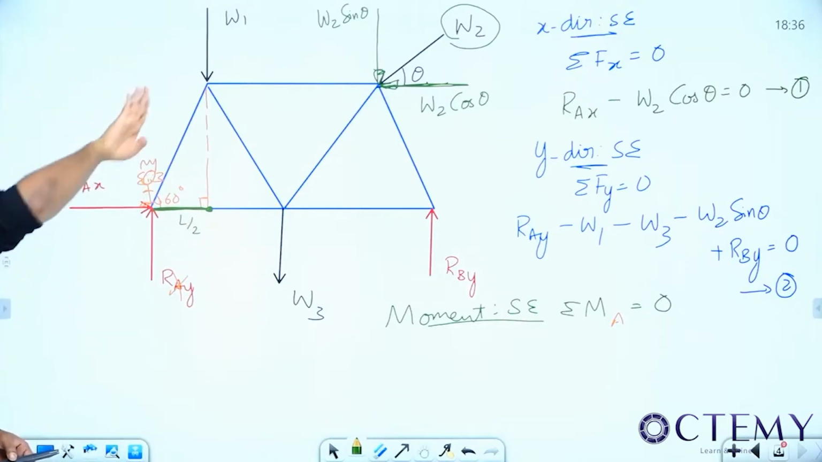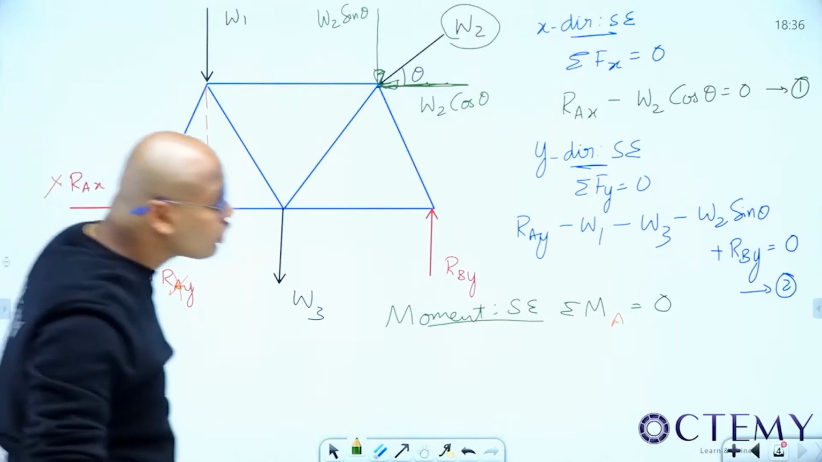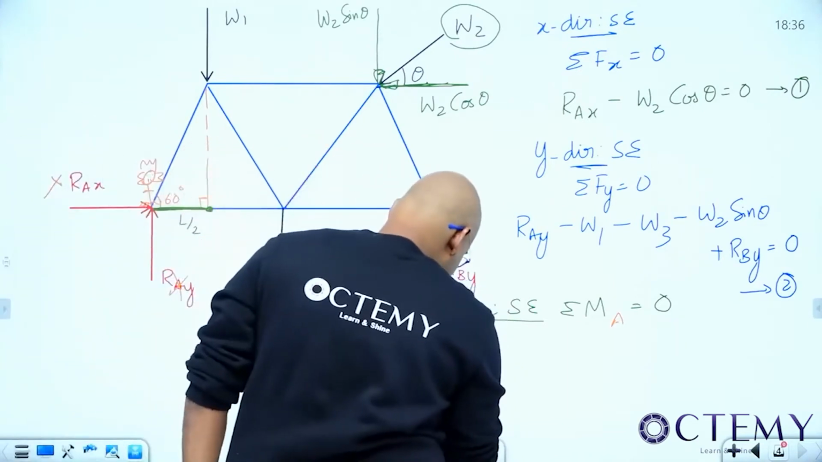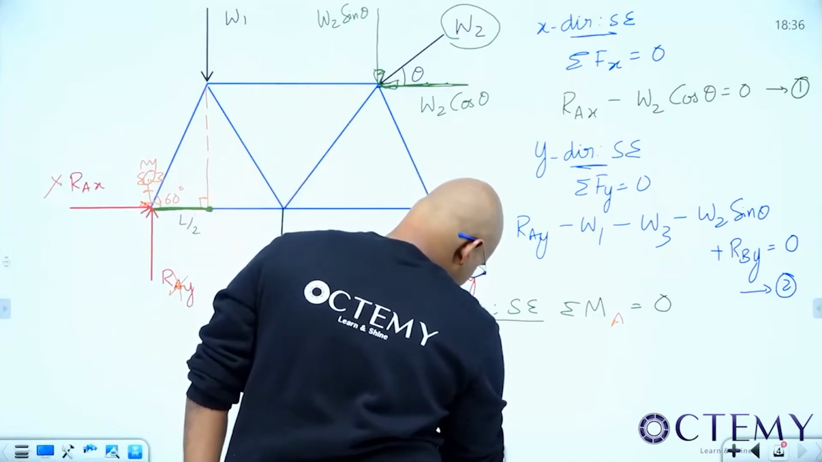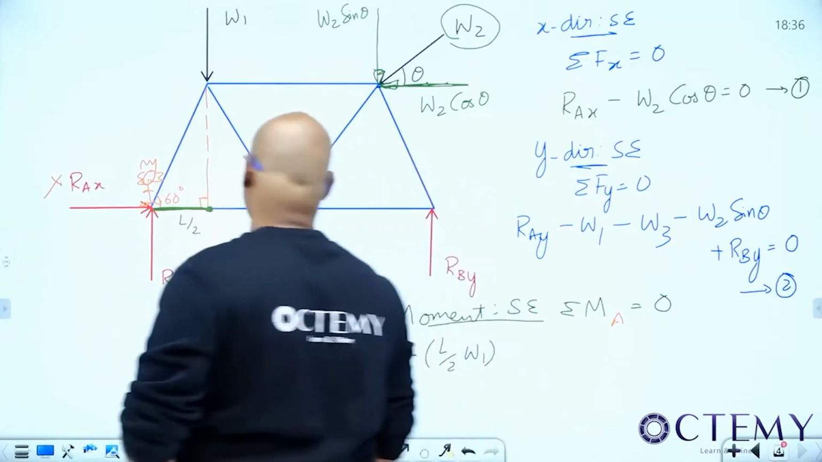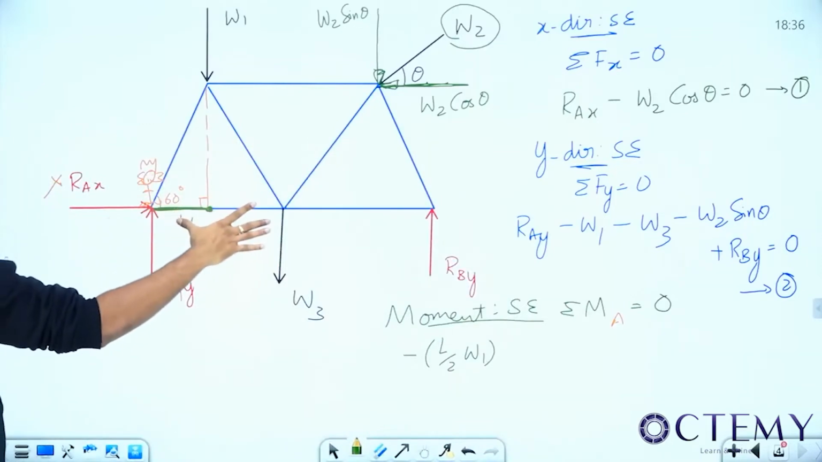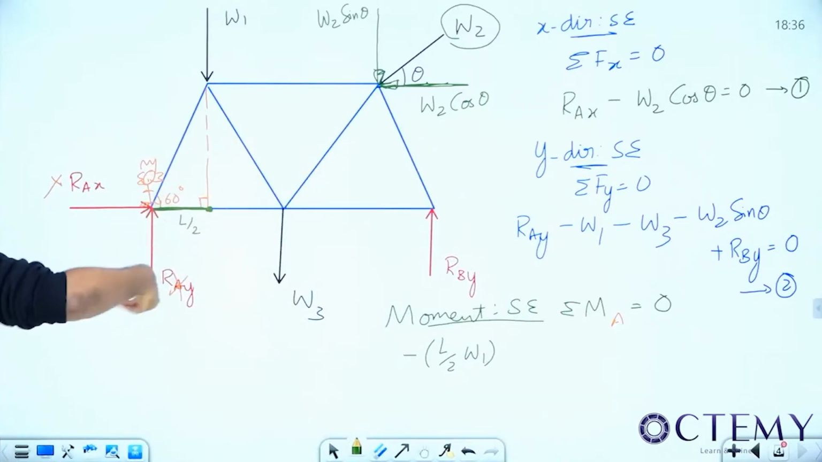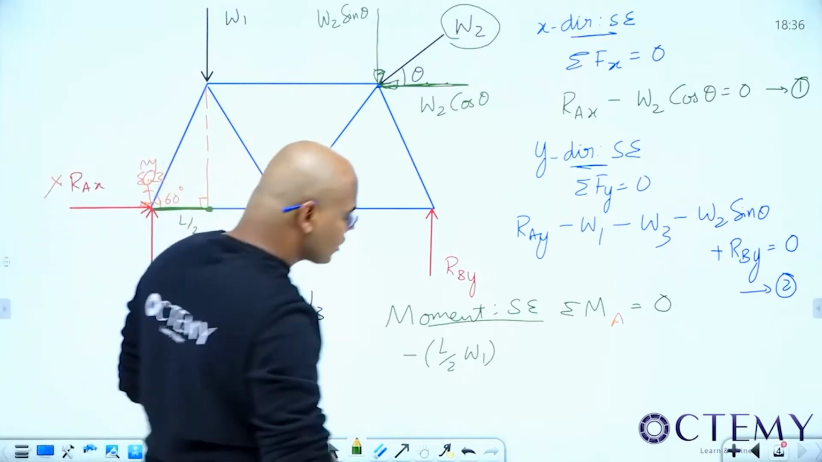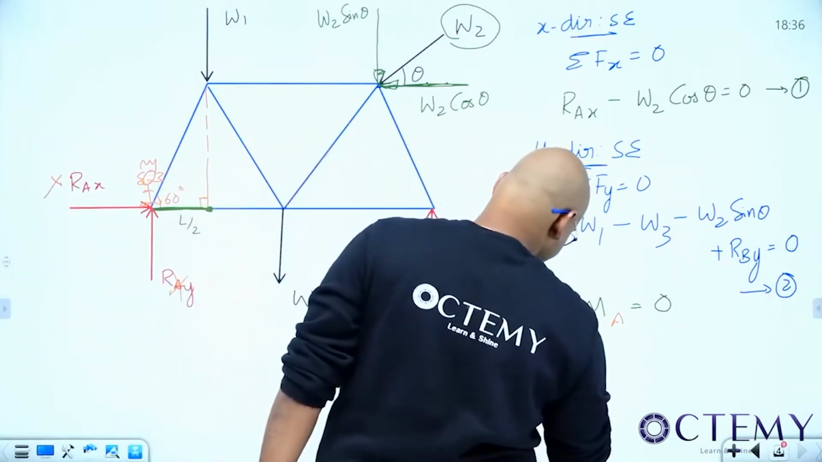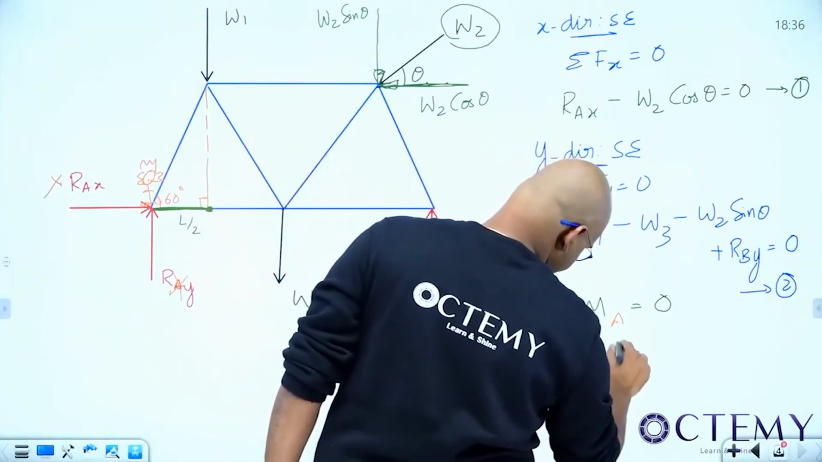Now this is the position vector, downwards. Clockwise or anti-clockwise? Clockwise. According to us, minus L by 2 into W1. Next, W3. See, this is at a distance of L. This is the position vector. Clockwise, so minus L into W3.